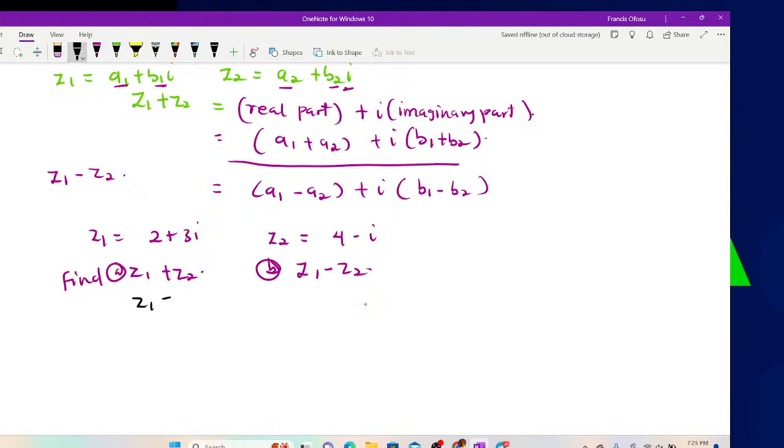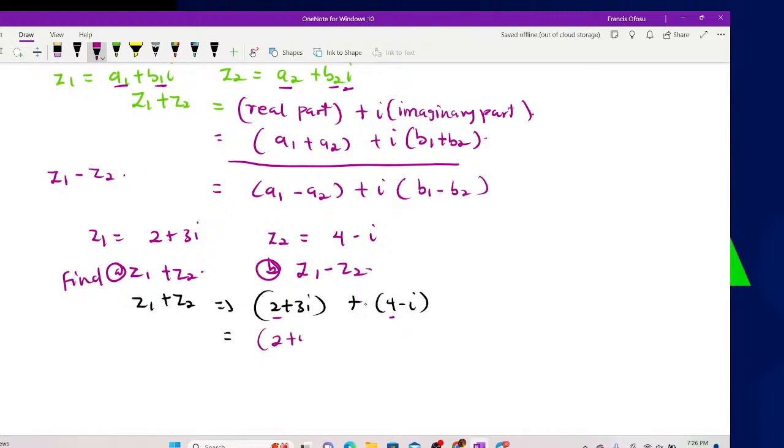Considering Z1 plus Z2, this is simply equal to, we take our Z1, which is 2 plus 3i, in one bracket plus Z2, 4 minus i. As the rule said, we add the real parts together, so I'll add the real parts together separately.